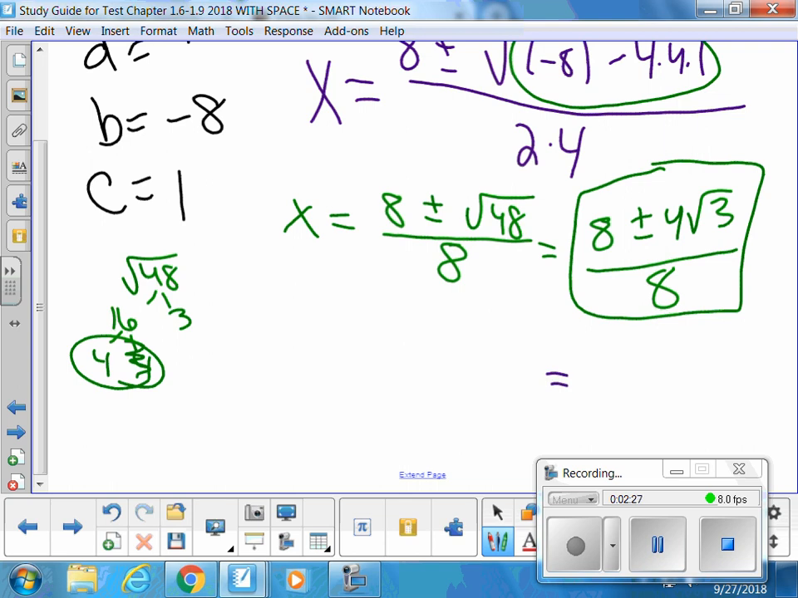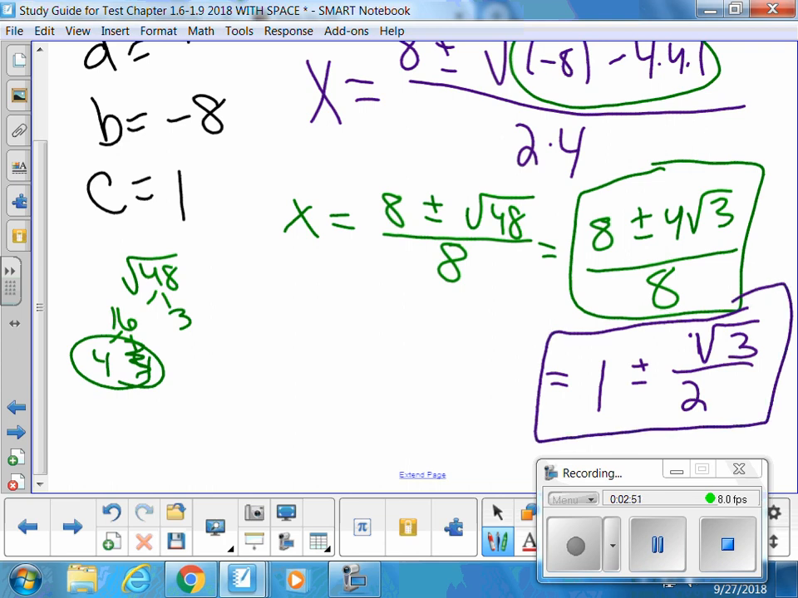8 can be divided by 8, and that will be a 1. And then 4 can be divided by 8. Think hard. What is 4 divided by 8? 0.5, or 1/2, right? So to write it as 1/2, I put 1 on the top, 2 on the bottom, but that radical 3 has to go on the top. And rather than write 1 radical 3, I'm just going to write radical 3. This is the most scholarly way of writing it.